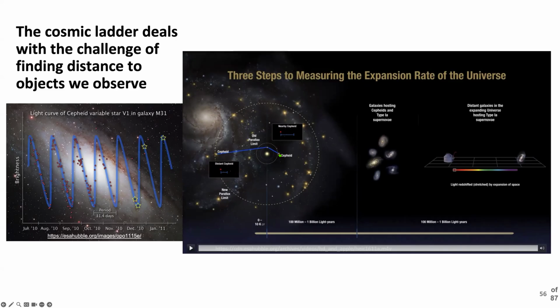We can tell that the Cepheid variable near us, the distance to that is known using parallax. Then we can see the similar kind of Cepheid variable in another galaxy and look for typical variable stars, and that gives us the distance.